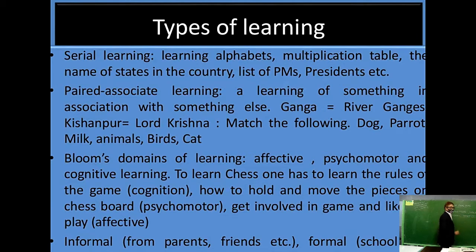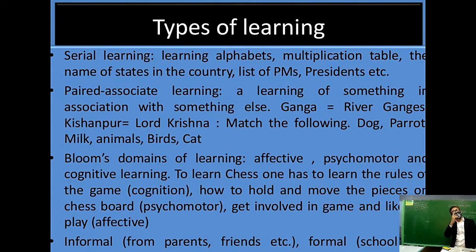Bloom's domains of learning: affective, psychomotor, and cognitive learning. To learn chess, one has to learn the rules of the game. That is cognition. How to hold and move the pieces on the chessboard, that is psychomotor. Getting involved in the game like the play, that is affective learning, according to Bloom's theory.